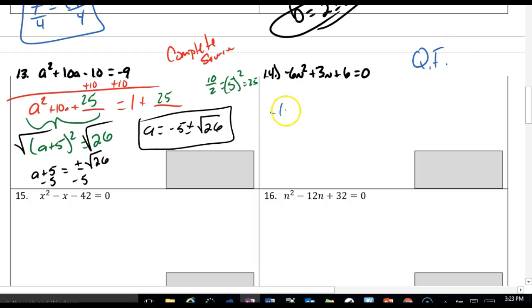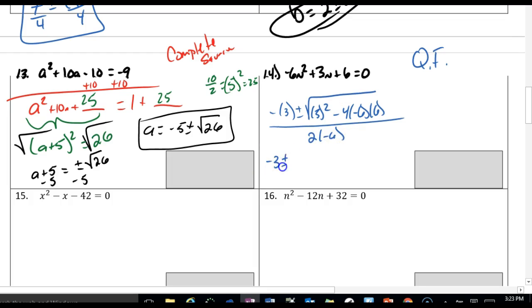So negative, that's a positive 3, sorry, I'll erase that. Negative 3 plus or minus the square root of 3 squared minus 4 times negative 6 times 6, all over 2 times negative 6. So we simplify, we get negative 3 plus or minus the square root. Okay, so you want to do 3 squared minus 4 times negative 6 times 6. That gives you 153, all over negative 12.